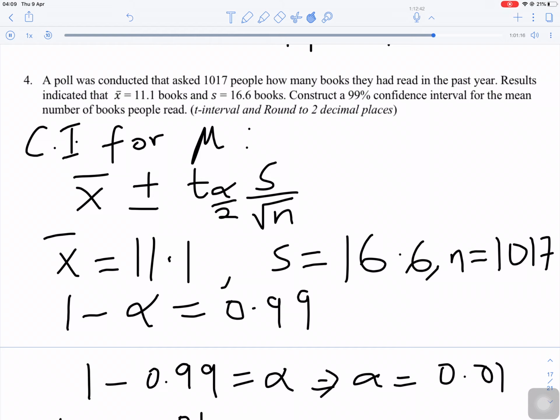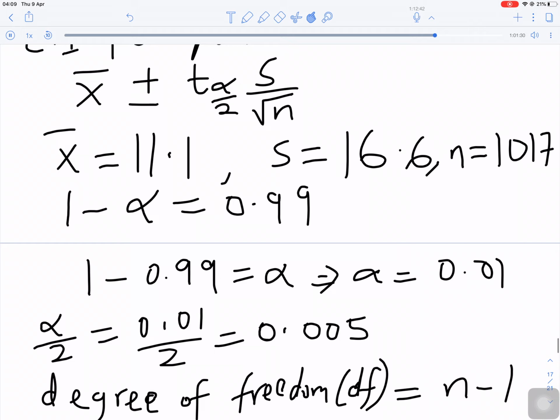So we want to make a confidence interval for our population mean. Recalling the formula, that is x bar plus or minus t alpha over 2 times s divided by square root of n. When we look through, we have some of our inputs already. We have our mean, our standard deviation, and also our sample size.